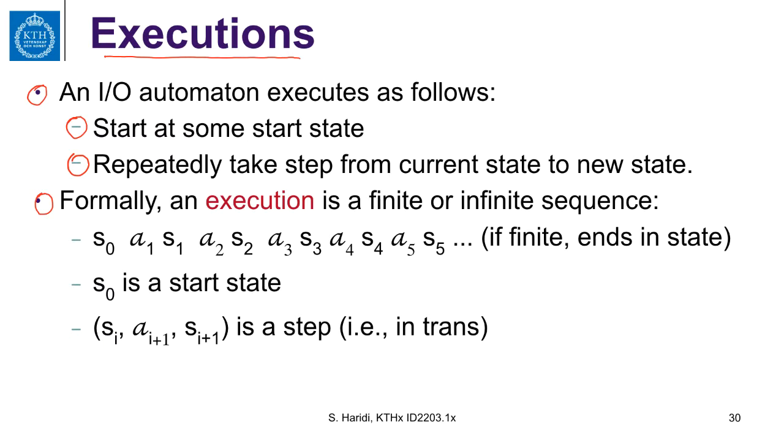So formally, now, an execution is a finite or infinite sequence. You start from the initial state, you perform an action, you move to the next state. Now you are in S1, you perform an action, and you move to the next state. So it's an alternating sequence of states and actions, where S0 is a start state, and moving from Si to Si plus 1, a step should be part of the transition relation, trans.